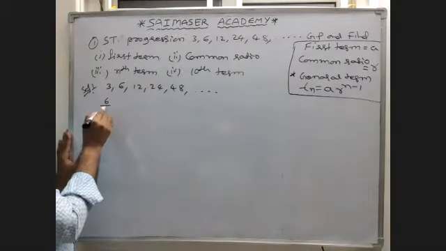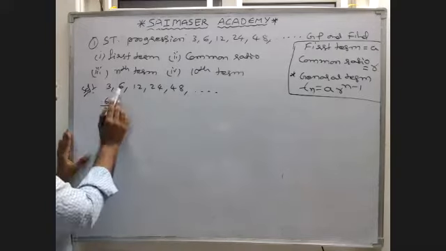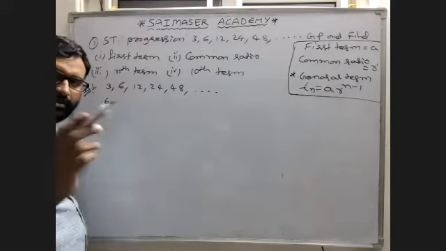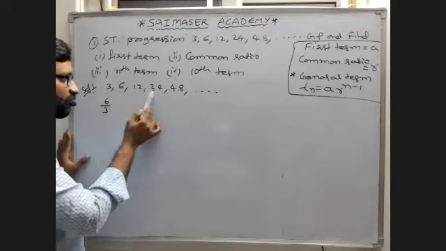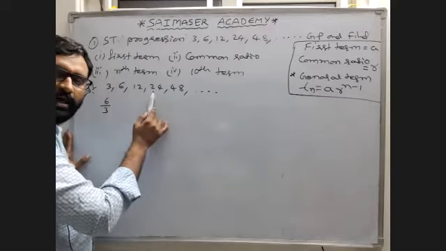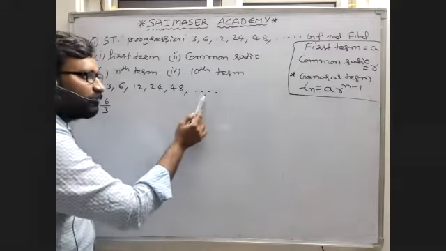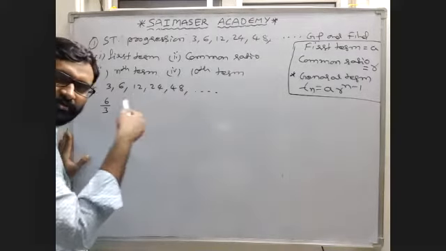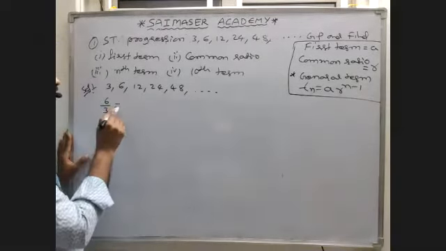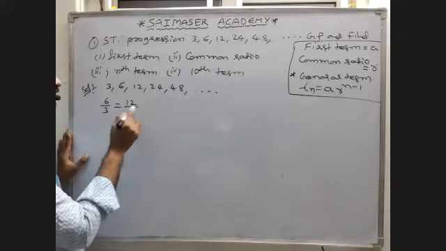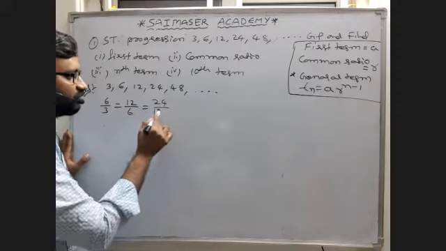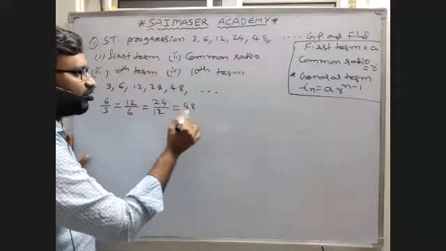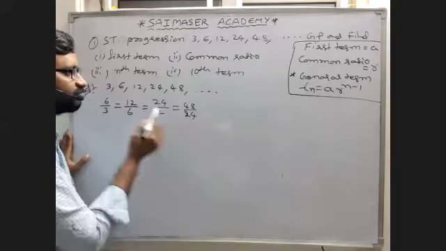6 by 3, that is T2 by T1. I told you how we will find common ratio: second by first, third by second, fourth by third, fifth by fourth, like this. For every number with its preceding number, we have to find the ratio. Is equal to 12 by 6, is equal to 24 by 12, is equal to 48 by 24.